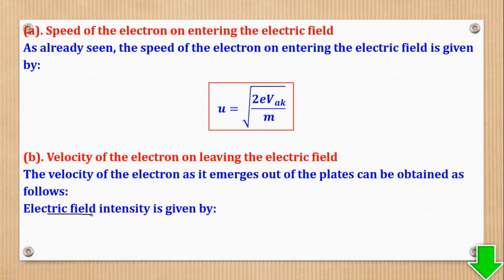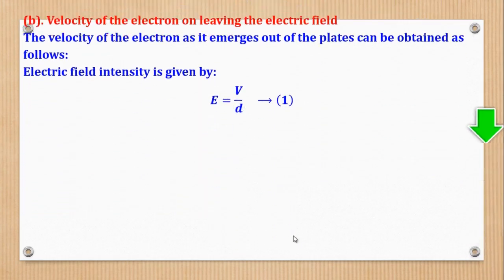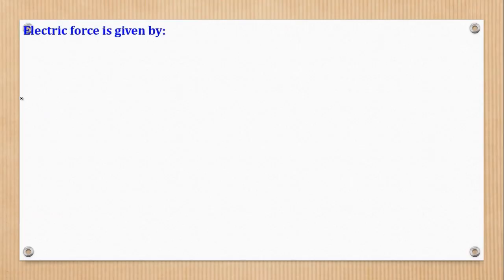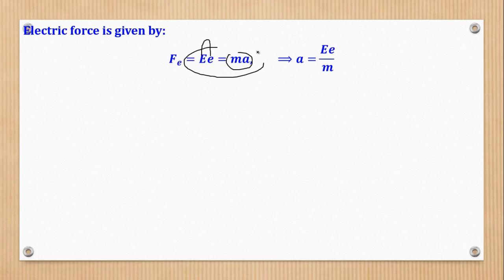First we shall say that electric field intensity E is given by V over D. Remember, electric field intensity is equal to PD over the separation of the plates. We shall call it equation 1. Then we shall say that electric force is given by electric field intensity times the electronic charge. But from Newton's law, that force is equal to ma. Meaning that when I make a the subject, I come up with electric field intensity times the electronic charge divided by mass. So now we have got acceleration.